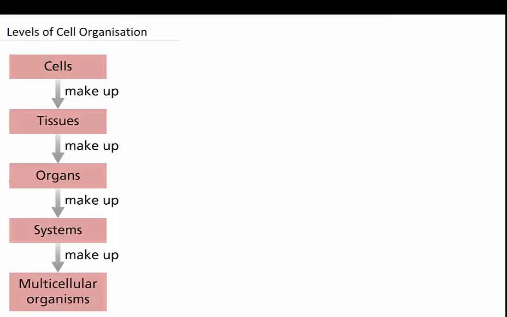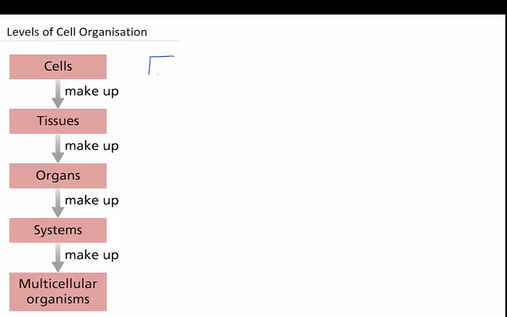So far we've focused on the structure and function of cells, and what we're going to start looking at now is how these cells work together in multicellular organisms, because some organisms are made up of billions, if not trillions of cells. How are the cells organized within those organisms? So let's start by taking a look at our heart.